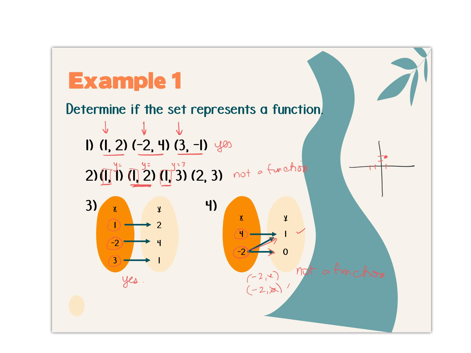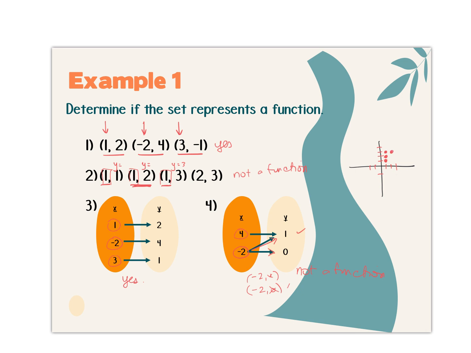It would be negative 2 and 4 here. And it would be 3 and negative 1 here. Notice that none of those points, no x has the same y, right? So that one's kind of easy. If I go to the second one, when I draw it out, I get 1, 1, I get 1, 2, and I get 1, 3, and then this is 2, 3.